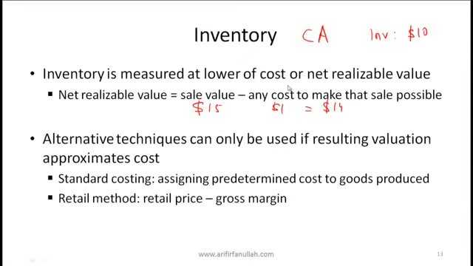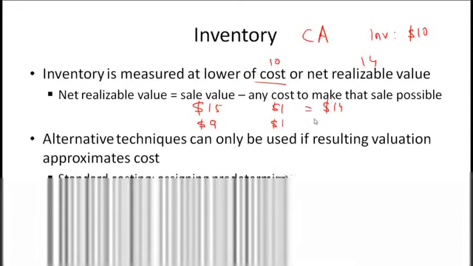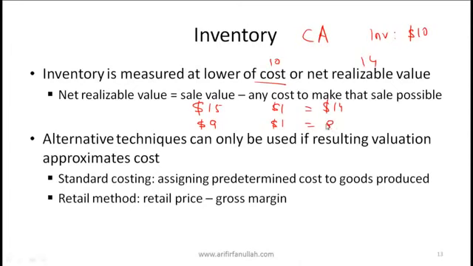On your balance sheet, inventory needs to be shown at $10 because that is the lower of cost or net realizable value. Cost is 10, net realizable value is 14. So you need to show the inventory on your balance sheet at $10. Now let's say that for some reason the market price or the amount at which you can sell this comes down to $9. The cost to sell is still 1, so the net realizable value is now 8. If this is the case, then now on your balance sheet you have to show inventory at 8. So that's what this statement means.